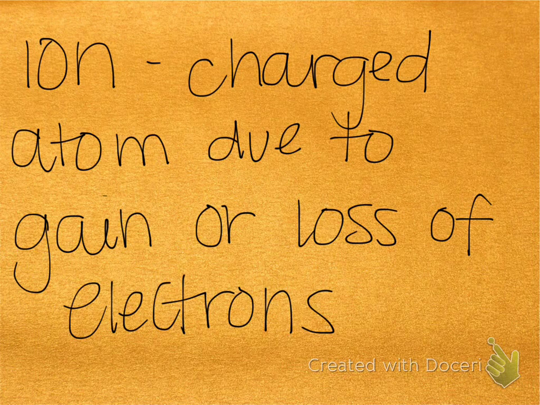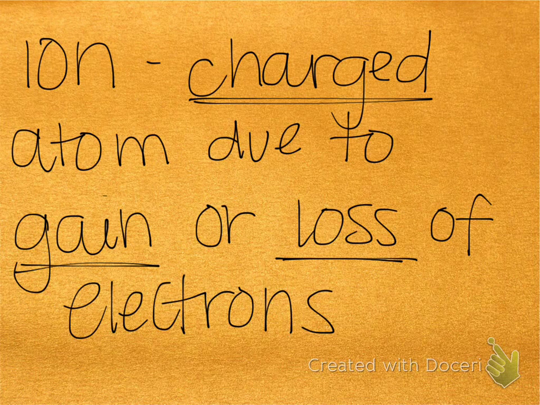So, as said before, this is going to focus on ions. So an ion is when your electron number changed. So what that means is your atom is going to have a charge. It's either going to have a positive charge or it's going to have a negative charge due to the gain or the loss of an electron.